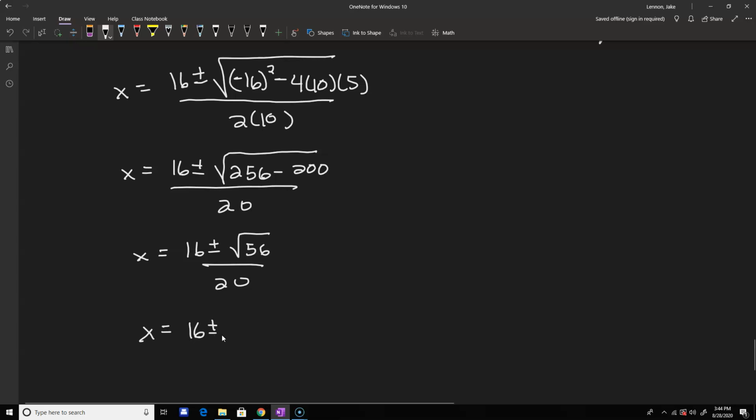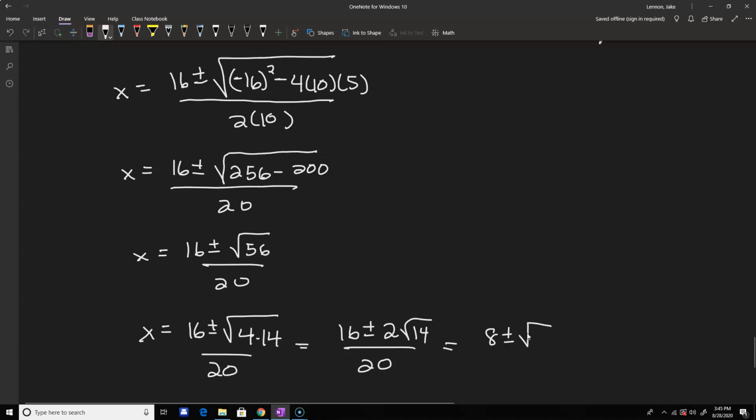So we get 16 plus or minus. The biggest square root that I think is in there is 4, so that's going to be 4 times 14 over 20. So this is going to be 16 plus or minus 2 square root 14 over 20, and then we can simplify a bit. All of those numbers are divisible by 2, so we can take out a 2 on the top and on the bottom, so we get 8 plus or minus the square root of 14 over 10. You could simplify the front one to 4/5 as well, but I'm not going to do that. I'm just going to leave it like this. So that's it. So you've got 3 techniques now for solving these quadratic equations.